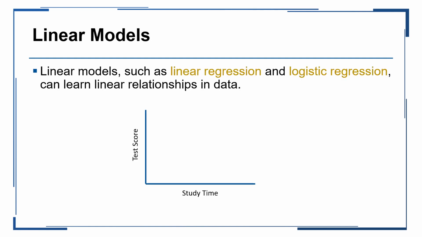Different model structures are able to learn different types of relationships within data. Linear models, such as linear regression and logistic regression, can learn linear relationships in data. To illustrate this, let's consider an example case where we want to predict test scores using study time as a predictor. We can go out and collect some data consisting of the time that students devoted to studying and also the score that they received on the associated test. If we were to plot that data, it might look something like this.